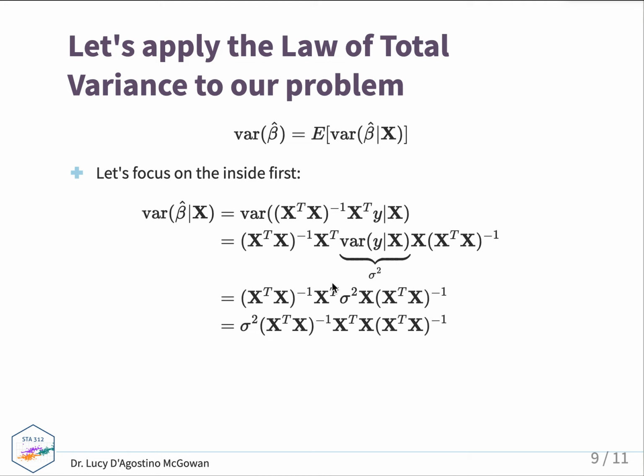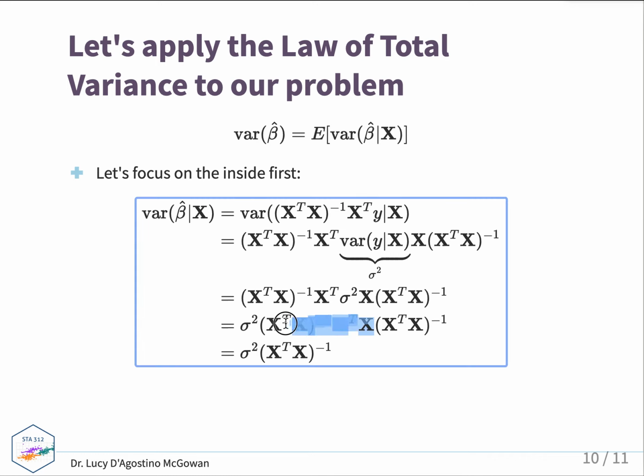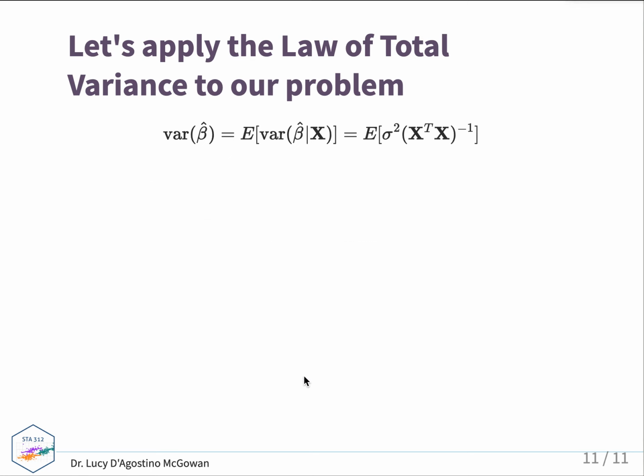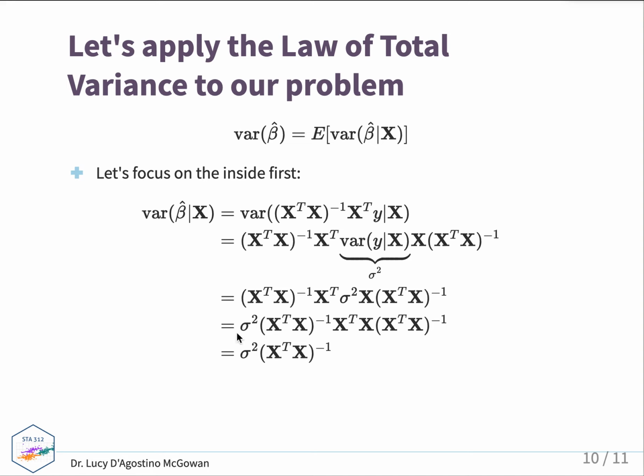It turns out that this sigma squared is a scalar, so we can pull it out to the front, and that allows us to cancel some things out. We can cancel out this x transpose x inverse times x transpose x, because this is basically the equivalent of dividing by the same thing. So we end up with just sigma squared times x transpose x inverse. And there you have it. That is our variance of beta hat given x.